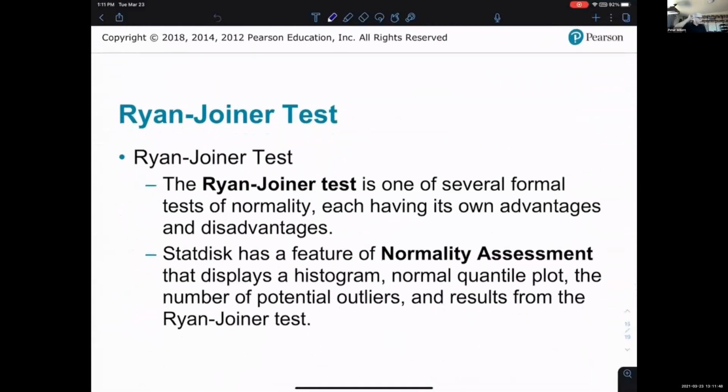So they have a special kind of Ryan-Joiner test that they throw in at the end. I don't recall seeing this on any of your homework problems, so it may be a non-issue. But it says it's one of several formal tests of normality. These are typically used for larger data sets with larger samples, each having its own advantages and disadvantages. StatDisk also has a feature of normality assessment that displays a histogram and a normal quantile plot. We're not going to use StatDisk.